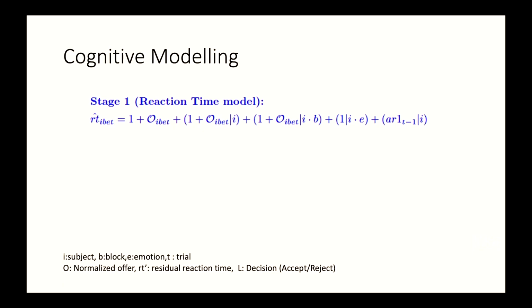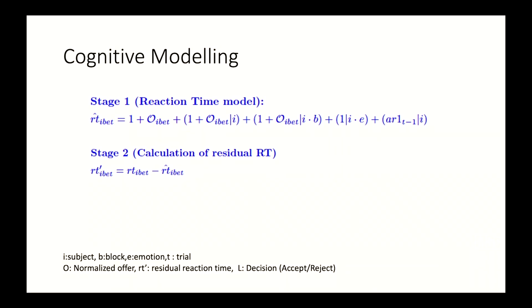So we have done a 3-stage model. In the first stage, we model the reaction time using the block index per participant, emotion and offer. Do not go into too much detail, just know that this is a linear mixed effect model with random intercept and random slope, dependent on offer, emotion, block index and the participant. Once we have the estimated reaction time, we subtract it from the actual reaction time, which gives us the residual reaction time. Why are we doing this?